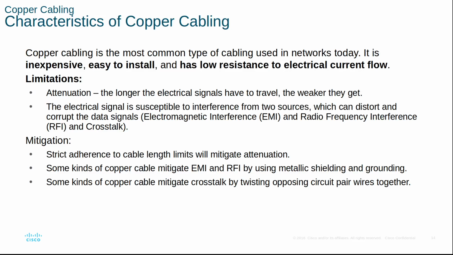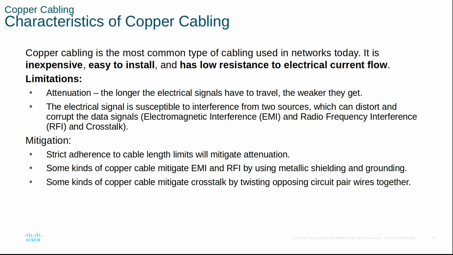And when you've hit that limit, you need to put in another router or a repeater or something, another piece of networking equipment, before you can continue that cable run. To mitigate against EMI and RFI, there are types of copper cabling you can buy that are a little bit more expensive that will mitigate against these by using metallic shielding and grounding.